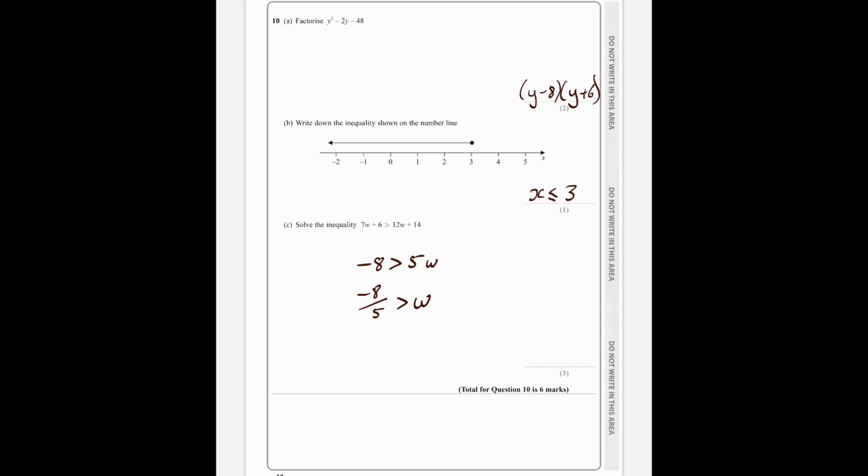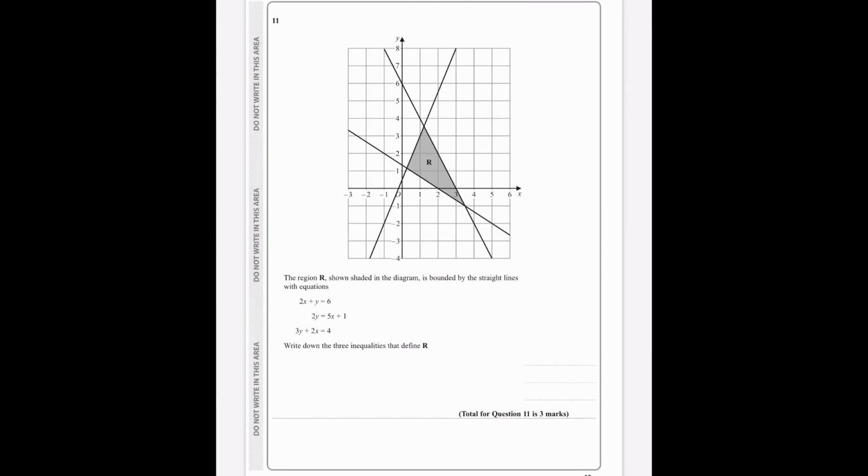Divide both sides by 5. I don't need to think about changing the signs because 5 is positive, and we'll get w is less than negative 8/5, or the other way around, that's fine.